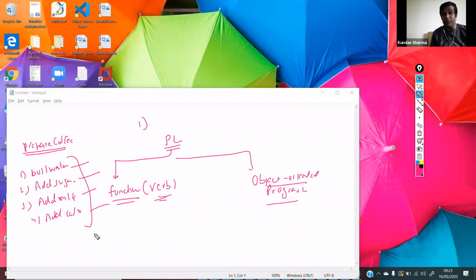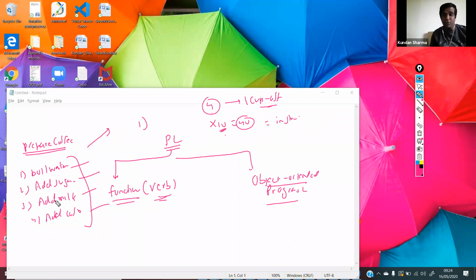If I issue these 4 instructions to the computer, how many lines of instructions do I need to write? I need to write 4 lines of instructions. So for 1 cup of coffee, I need 4 lines. If I need 10 such coffees, how many lines do I need to issue to the computer? 4 times 10, so that means 40 instructions I need to write. Is there any better way to do it?